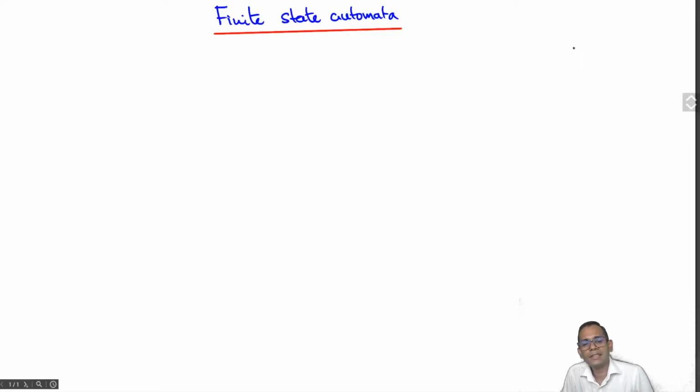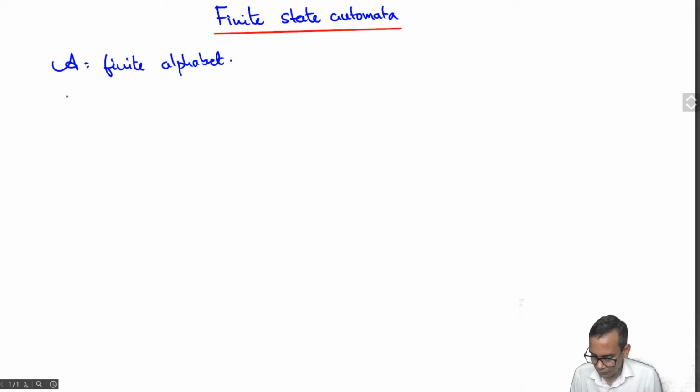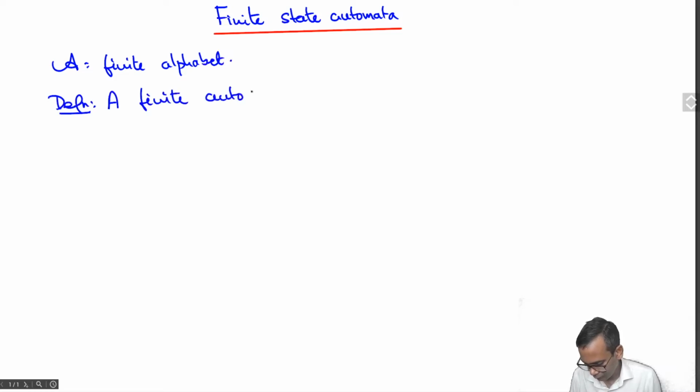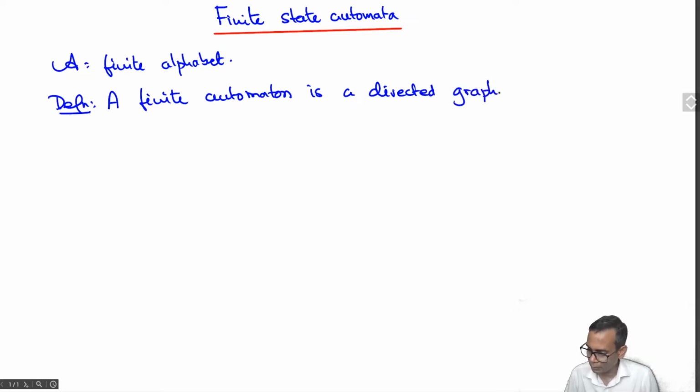In this lecture, we'll see another approach towards regular languages using a simple model of computing called a finite state automaton. So first, once and for all, we fix A to be a finite alphabet. And we define a regular automaton, a finite state automaton or a finite automaton, is a directed graph, and it's actually a multi-graph. You're allowed multiple edges between vertices.